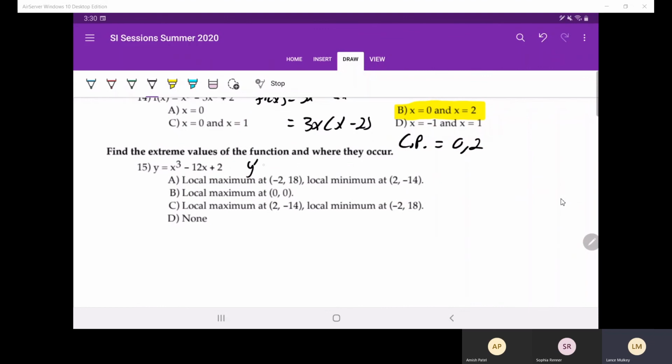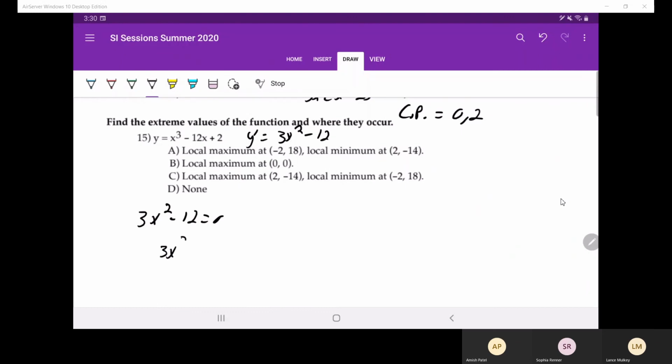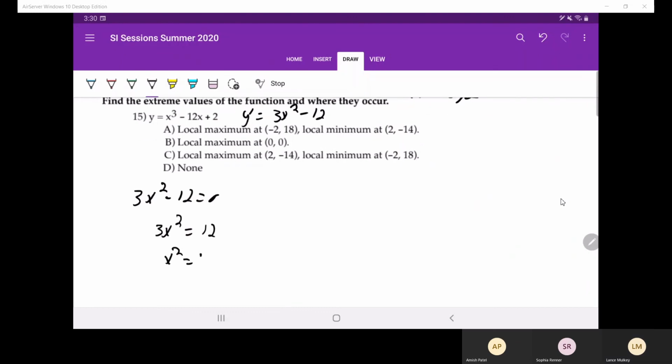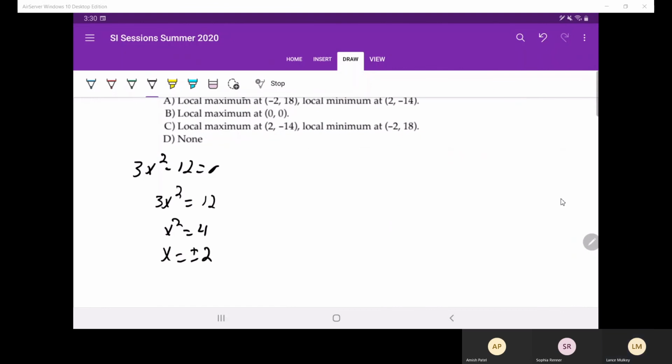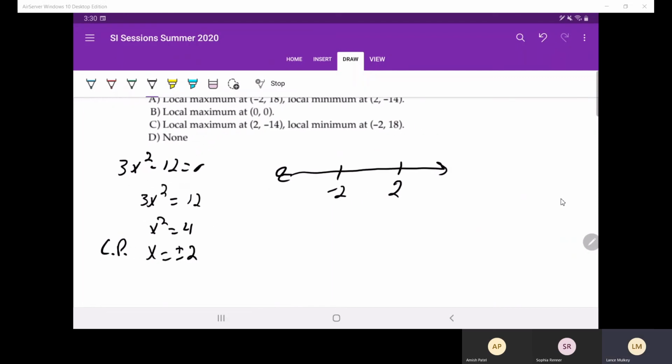Find the extreme values, so you got to find the derivative. So you get your two critical points. And you draw out your number line. So, and now let's do f prime of negative 3 equals, that'll be 27 minus 12, that is 3 cubed minus 12. That's just going to be positive. I'm just going to leave like that. And we're going to do between negative 2 and 2 equals negative, because it's just negative 12.